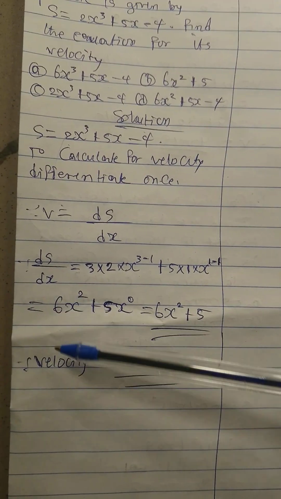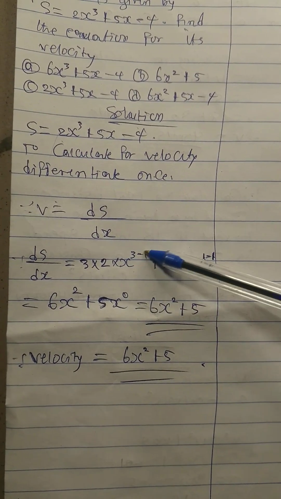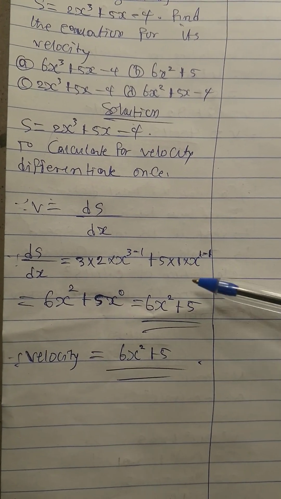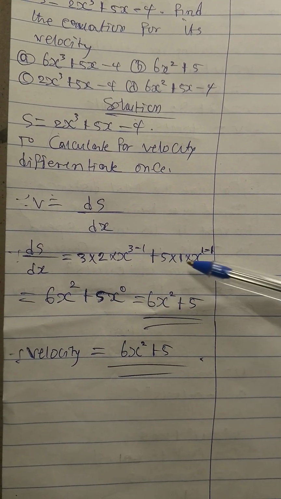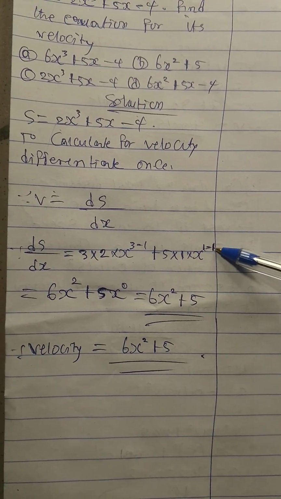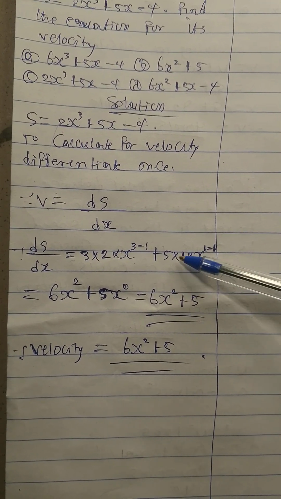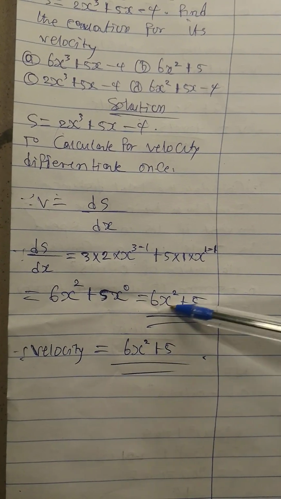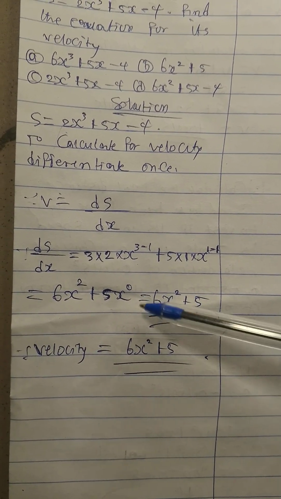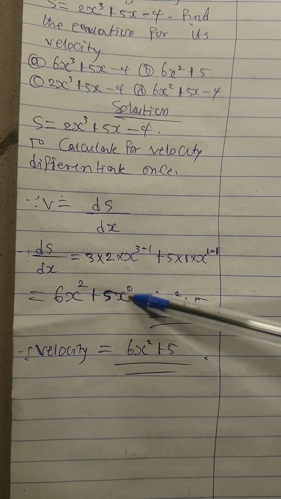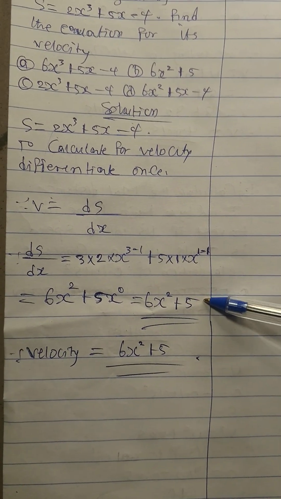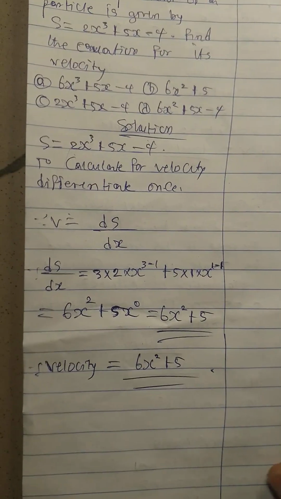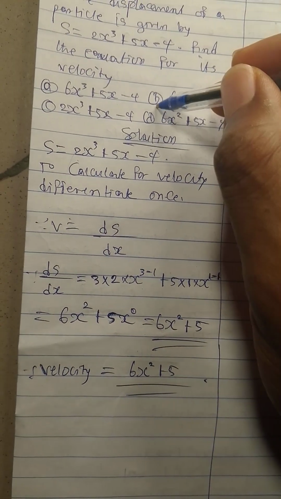Which is equal to 3 times 2 is 6, and 3 minus 1 is 2, so that becomes 6s squared, plus 5 times 1 times s raised to the power 0. Recall that anything raised to the power 0 is 1, so 1 times 5 is 5. So my velocity is equal to 6s squared plus 5. This is the final answer, 6s squared plus 5.